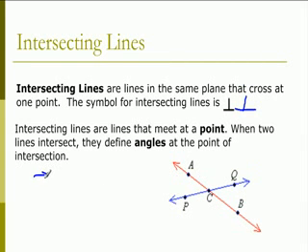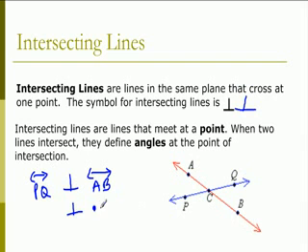So we have line PQ intersects with line AB, because PQ and AB intersect, and they intersect at point C, or you can just say intersect at C. So right here is the point of intersection because that's where the two lines meet.